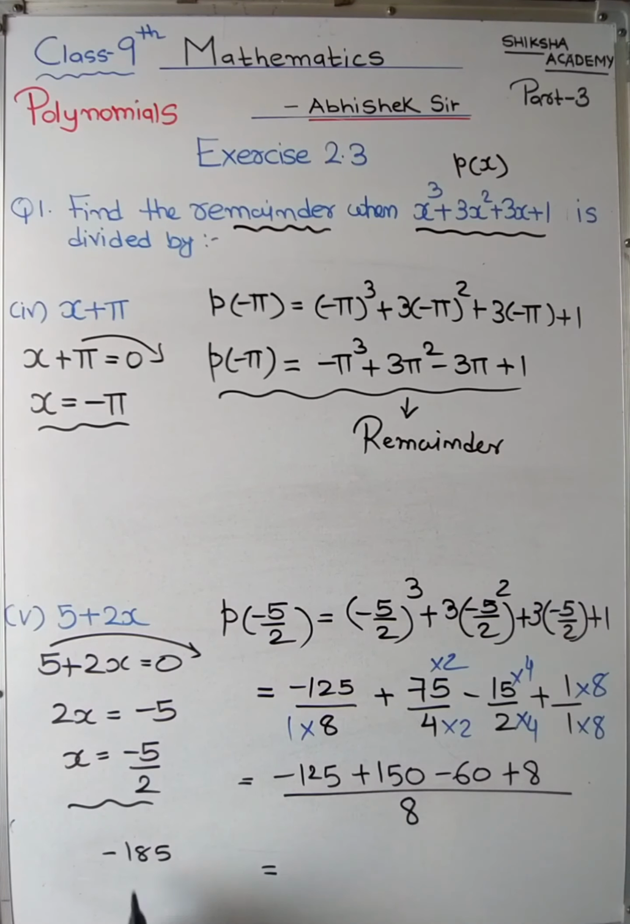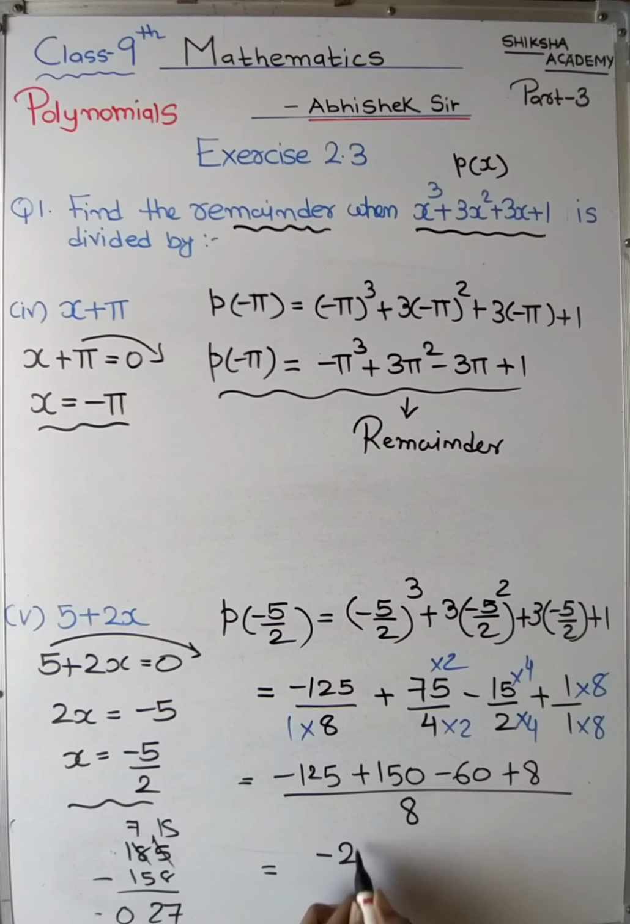So 27 in minus will be our answer. So that is minus 27 by 8. So this is our remainder. So question 1 is over now, and let us go for question number 2.